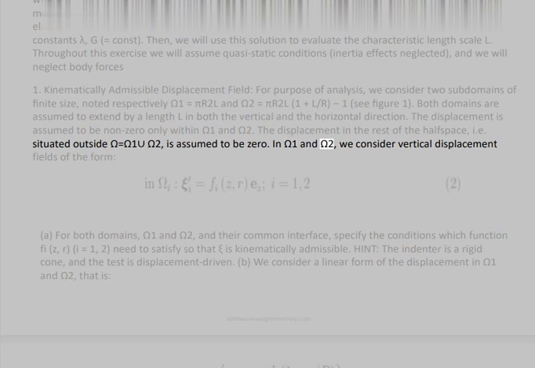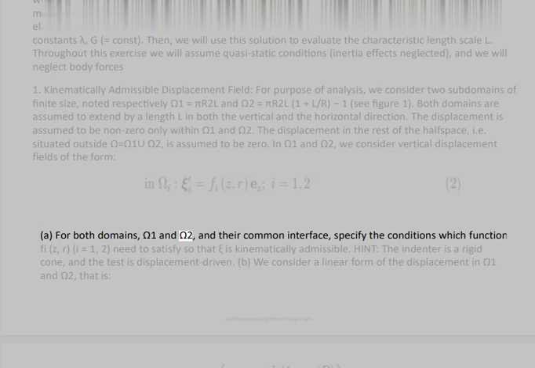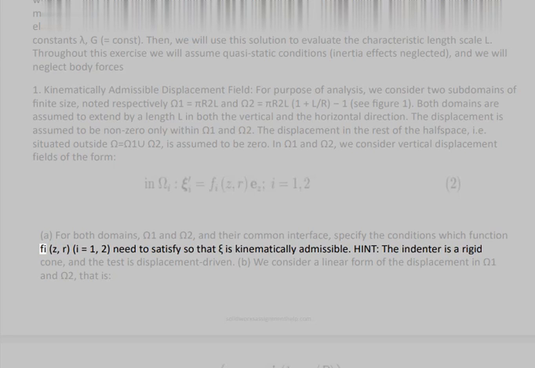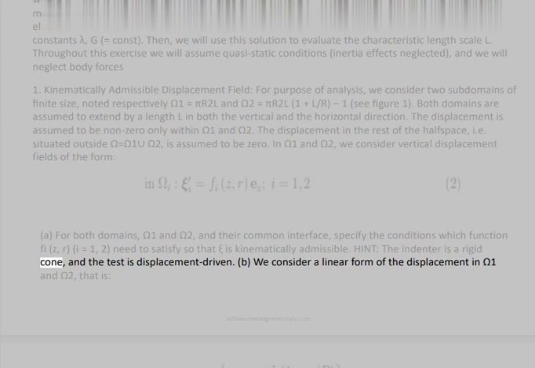A. In omega 1 and omega 2, we consider vertical displacement fields of the form given in the figure for both domains, omega 1 and omega 2. At their common interface, specify the conditions which the function phi of z, r, for i equals 1, 2, needs to satisfy so that psi is kinematically admissible. Hint, the indenter is a rigid cone, and the test is displacement-driven.